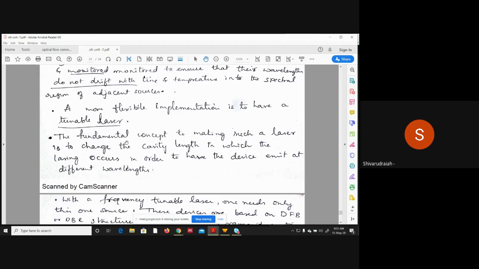The fundamental concept in making such a dynamic device is to change the cavity length in which the lasing occurs in order to have the device emit different wavelengths. So please go through this important statement, because I have already discussed a dynamic thin film filter in which the distance between the two reflecting surfaces, that is capital D, will decide which wavelength signal is transmitted and which wavelength signal is reflected.